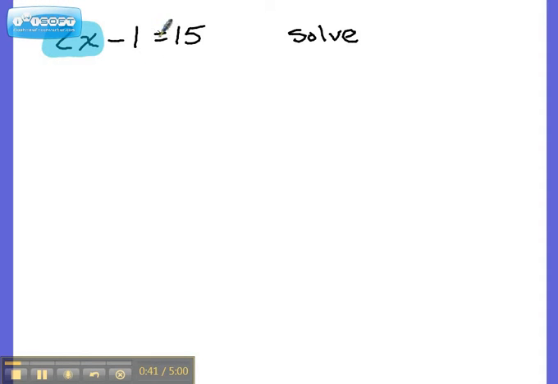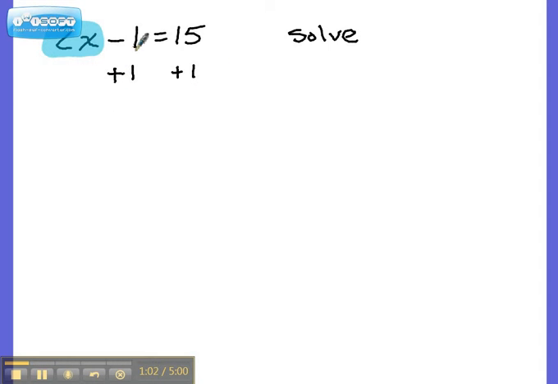Well, what else is on the other side of this equal sign with it? This minus 1. So we have to think, okay, how are we going to get rid of a minus 1? Well, we're going to do the opposite operation. We're going to do a plus 1, or adding 1 to both sides of the equation. If we do one thing to one side of the equation, we have to do it to the other. So add 1 to both sides.